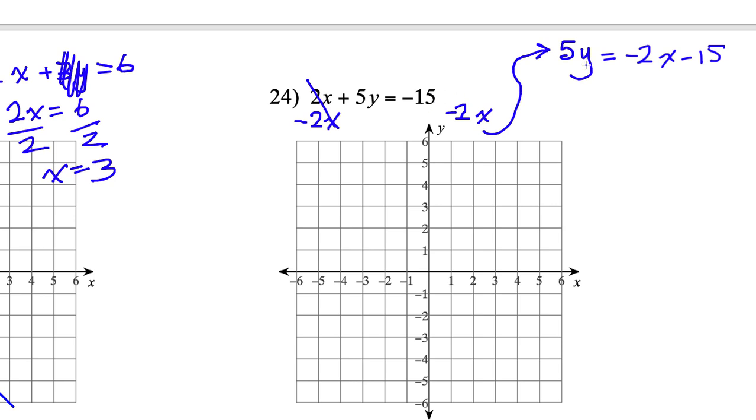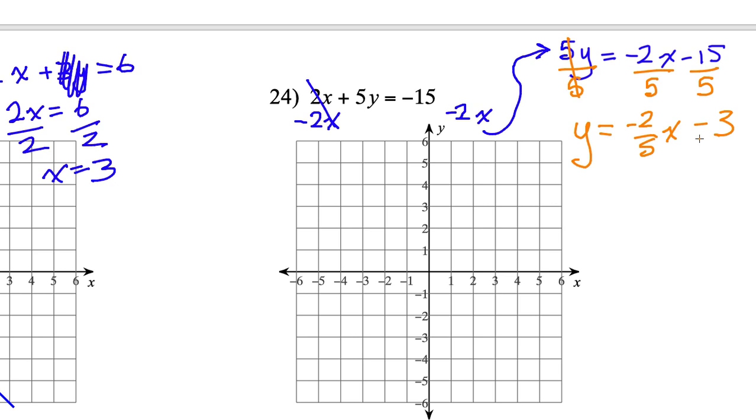All I've done so far is I have subtracted 2x on both sides. Well, to get just y by itself, to be in the proper y equals mx plus b form, I need to divide every single number by 5, or technically dividing both sides of the equation by 5. When I do that, I now have it in slope-intercept form. It's negative 2/5 x minus 3.